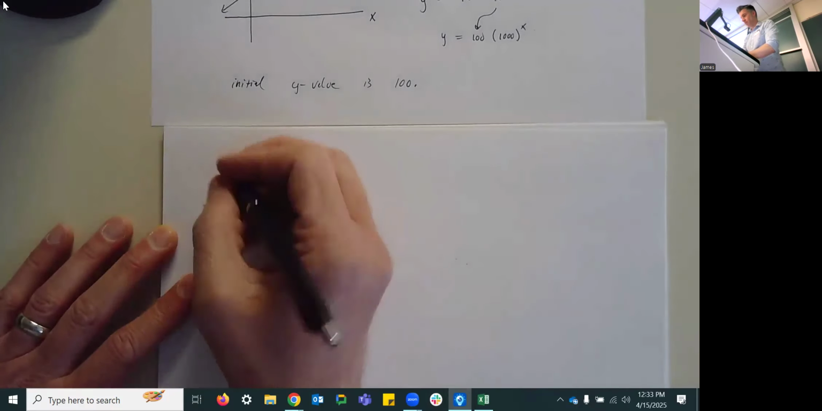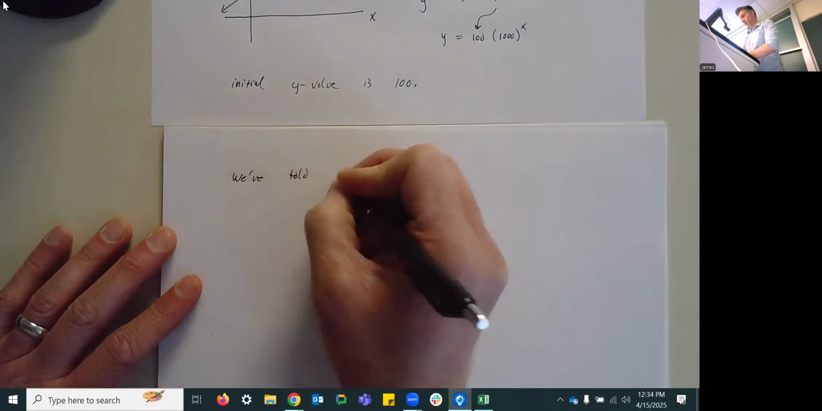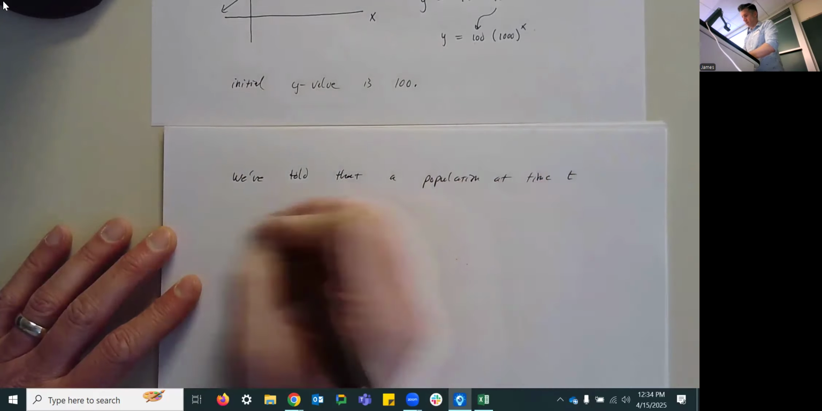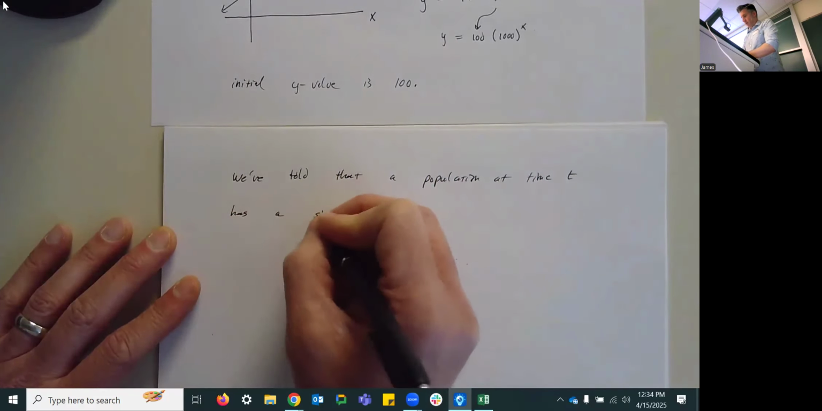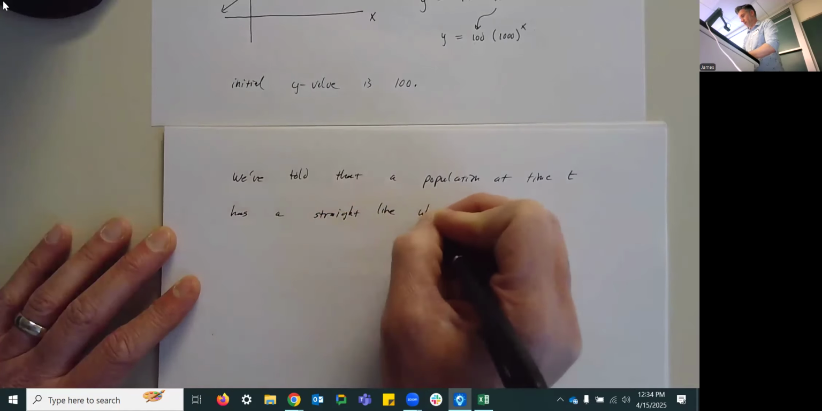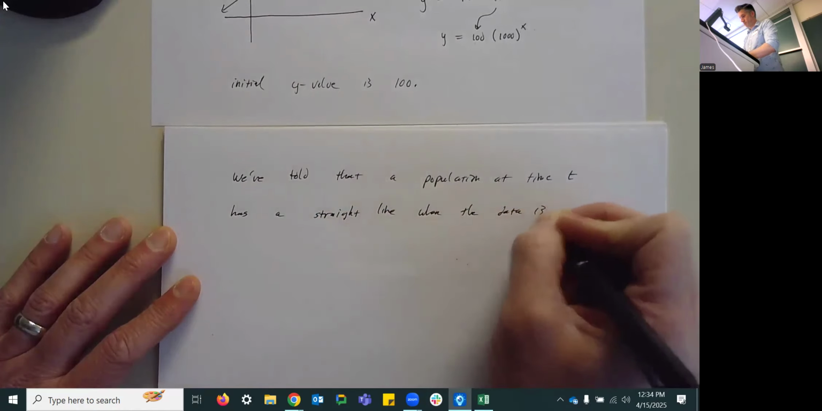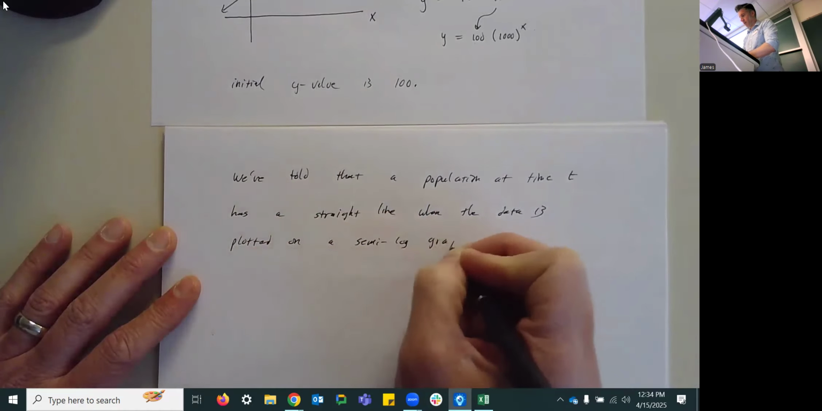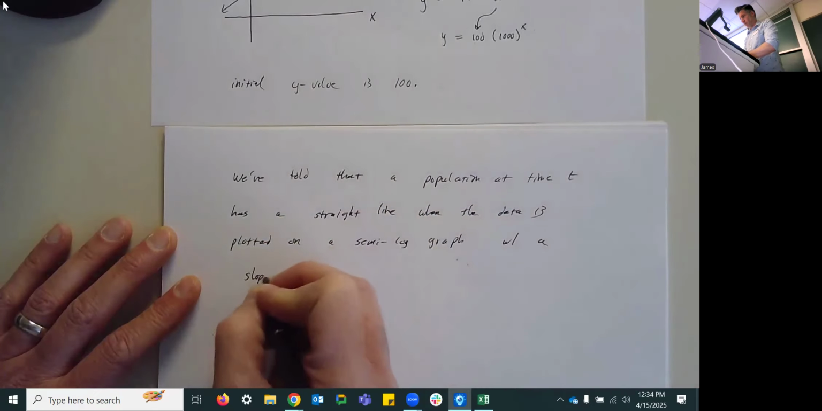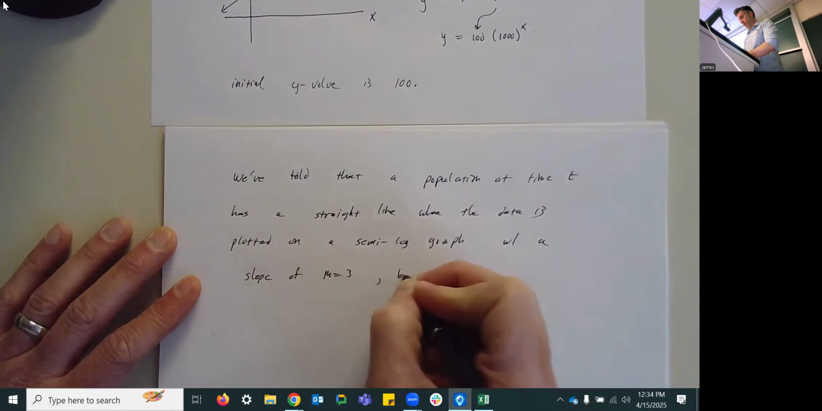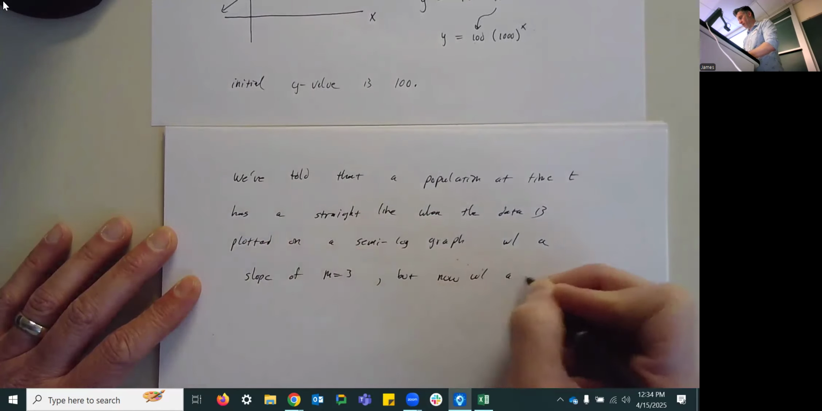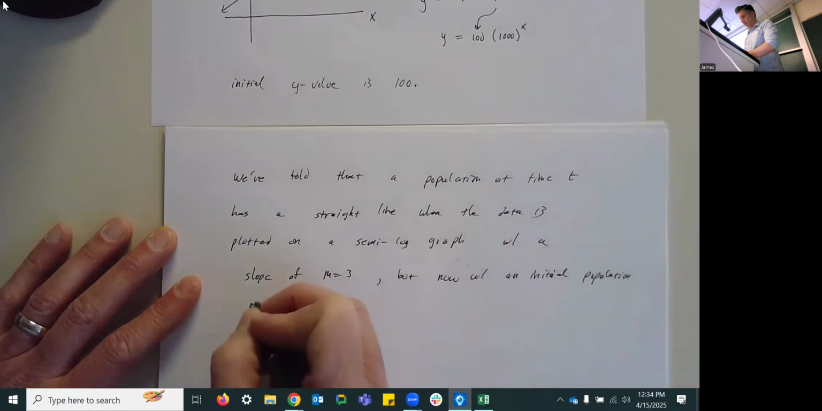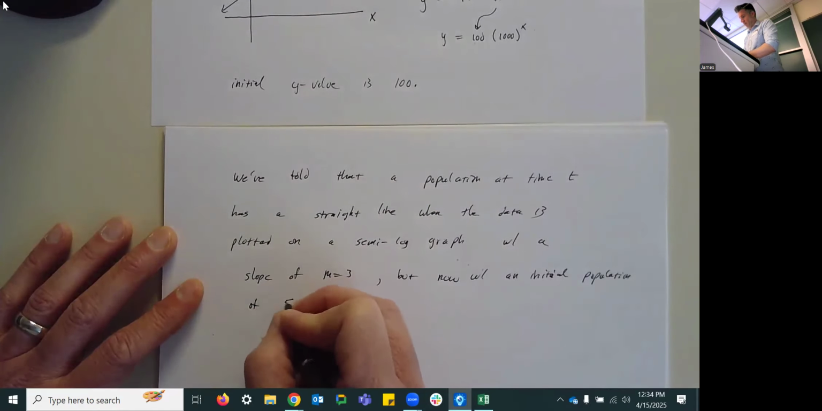the other way we could say is, we're told that the population at time t has a straight line when the data is plotted, again on a semi-log graph with still a slope of m equal to 3, but now we're going to say with an initial population of, I don't know, 500 people.